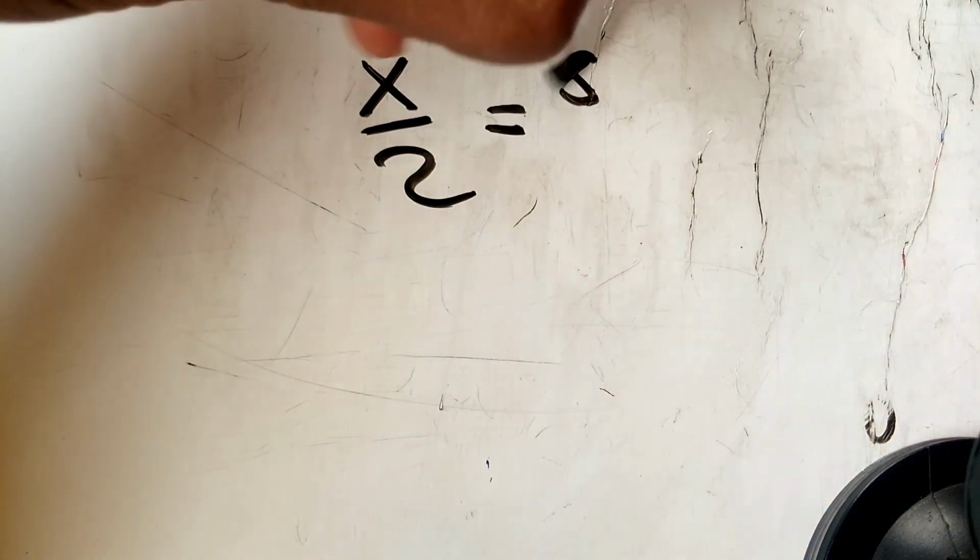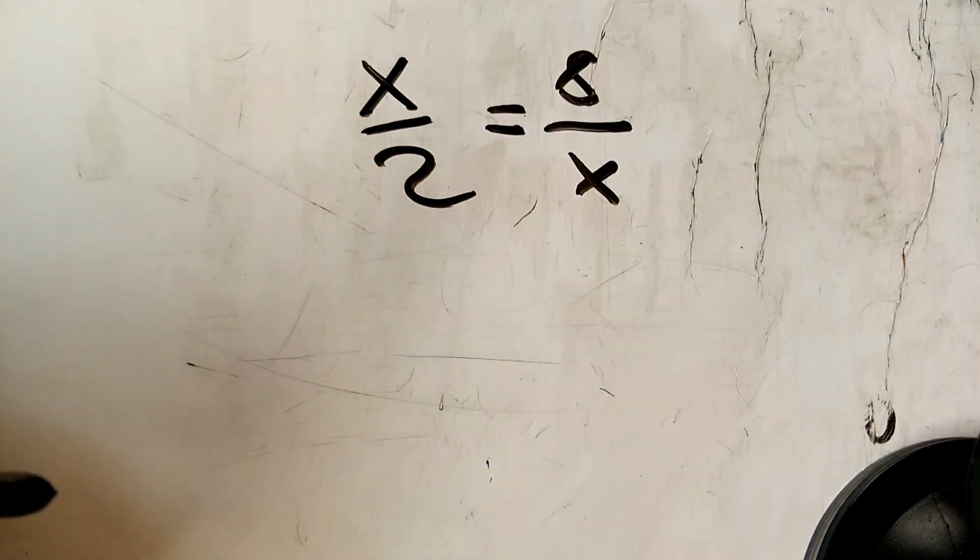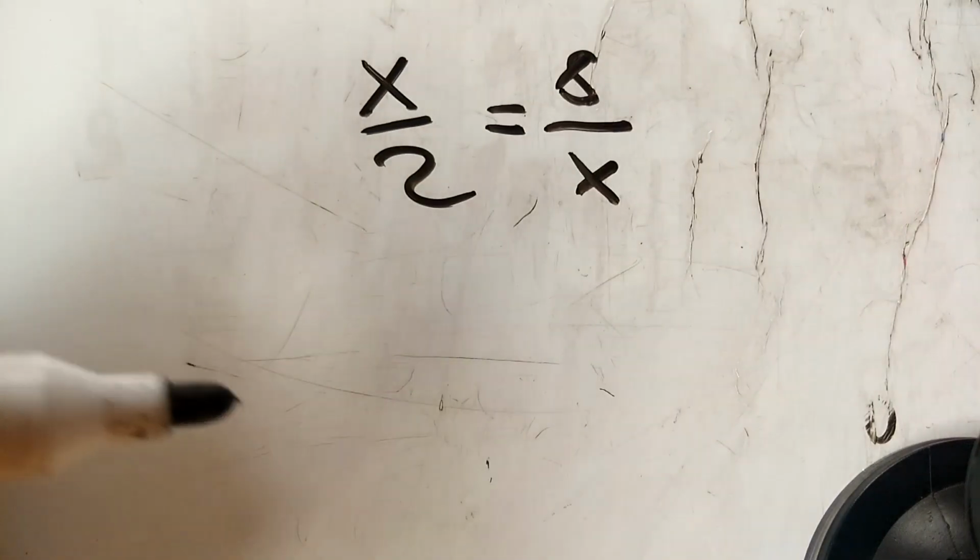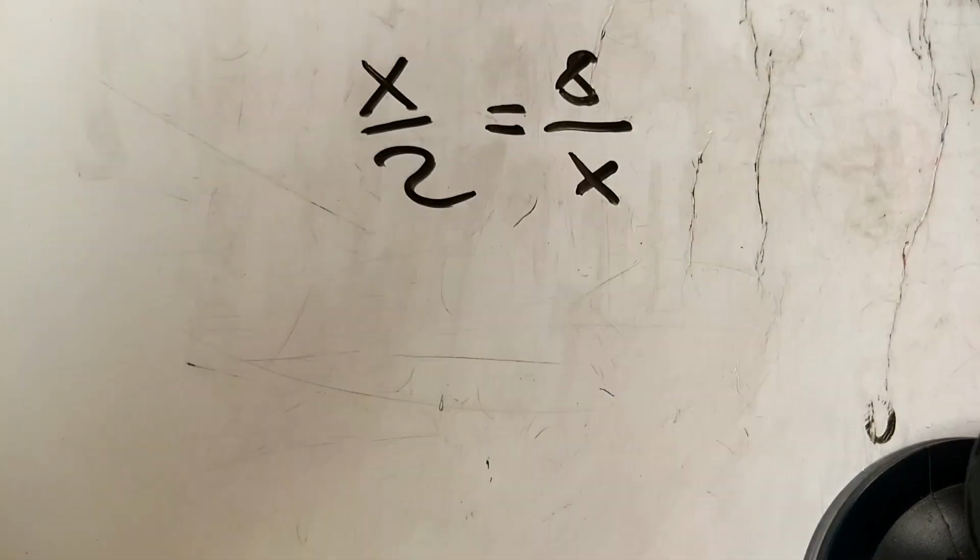So we're still looking at factorization. We will look at the other two types of solving quadratic equations in a future video. So let's say we have x over 2 is equal to 8 over x. And then they tell us to solve this equation. Yes, this is an equation. So how are we going to solve this?